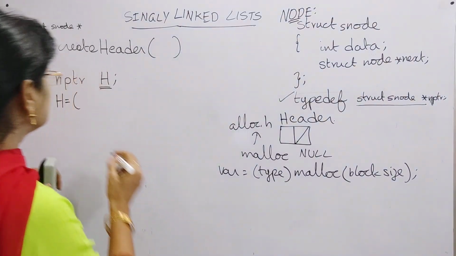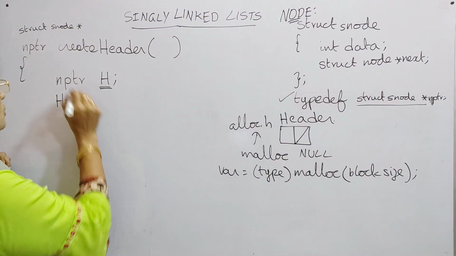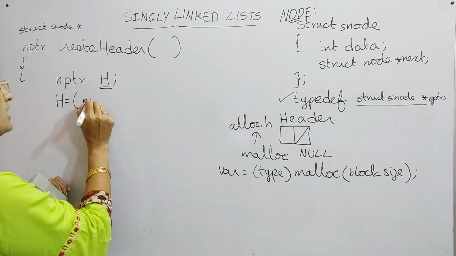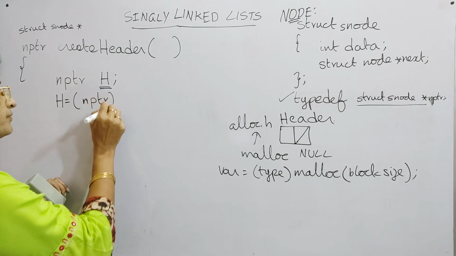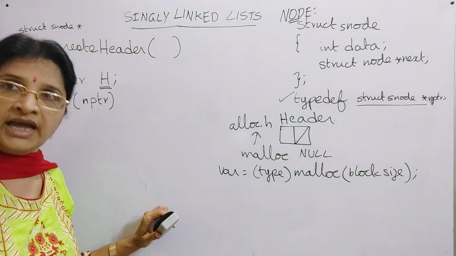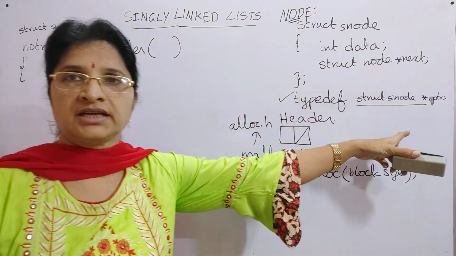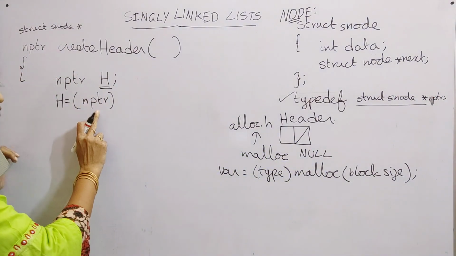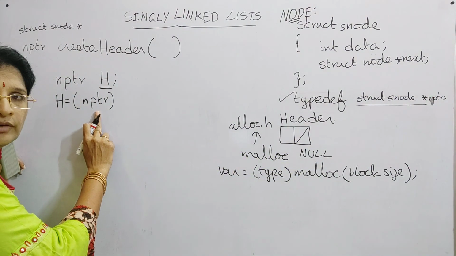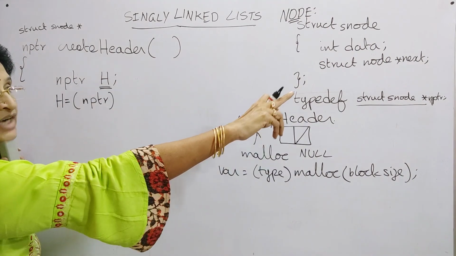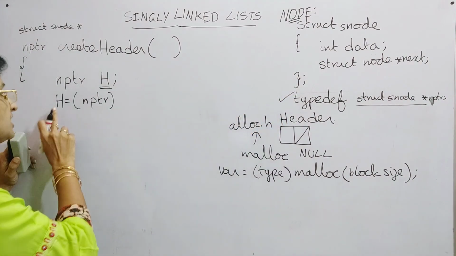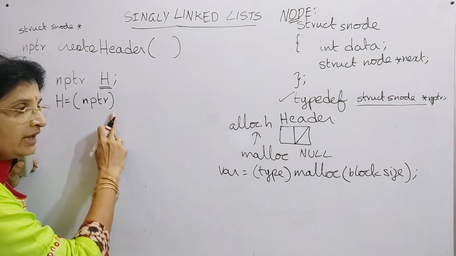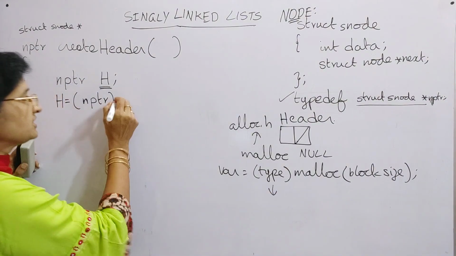Typecasting must be converted to which one? Our struct node asterisk. Instead of writing struct node asterisk, you can simply give it as nptr, because we have given the alias name nptr for struct node asterisk. So the void pointer will be converted to the struct node asterisk type, because H is also of that type. The typecasting has been done.